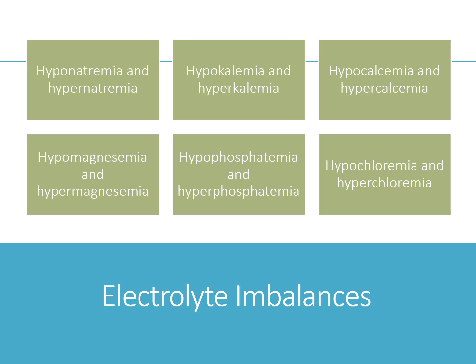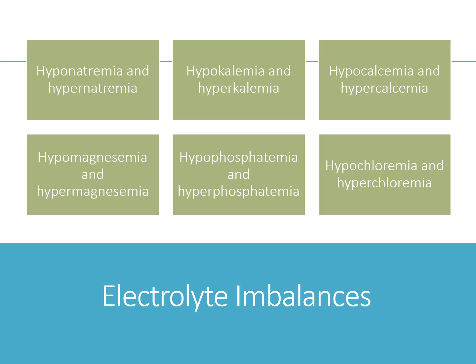Potassium imbalances: hypokalemia is less than 3.5 milliequivalents. It's caused by vomiting, diarrhea, diuretics. Potassium shifts out of cells, affecting muscles and cardiac function. Symptoms include muscle weakness, leg cramps, fatigue, paresthesia, dysrhythmias.